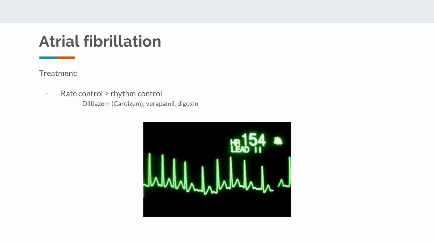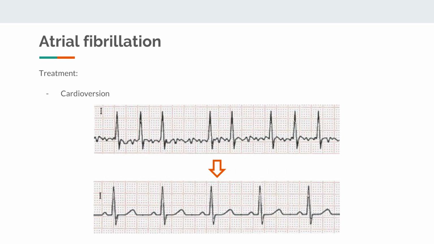As far as treatment goes, it's common for patients with AFib to be tachycardic due to RVR. If they are maintaining their blood pressure, we focus first on lowering the heart rate before treating the abnormal rhythm. This is typically done with medications such as diltiazem, verapamil, or digoxin. Once we establish rate control, we can move on to fixing the rhythm.